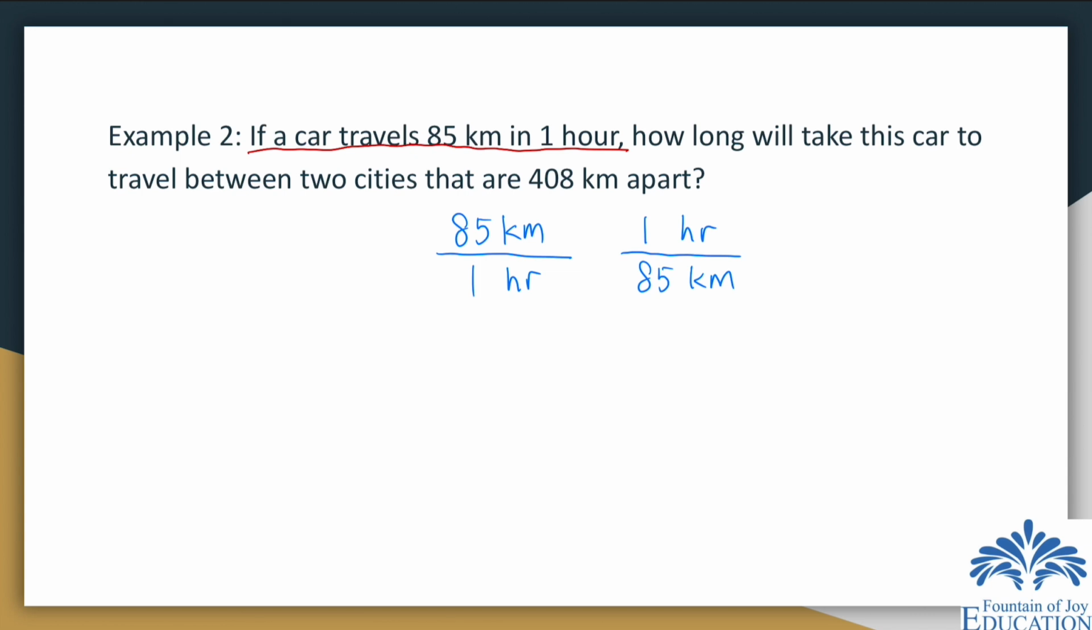The rest of this question states, how long will it take this car to travel between two cities that are 408 kilometers apart? So we start with the number 408 kilometers. So clearly here we have the kilometer. That is the unit that needs to be eliminated. Therefore, we must choose the conversion factor, in this case having kilometer in the denominator.